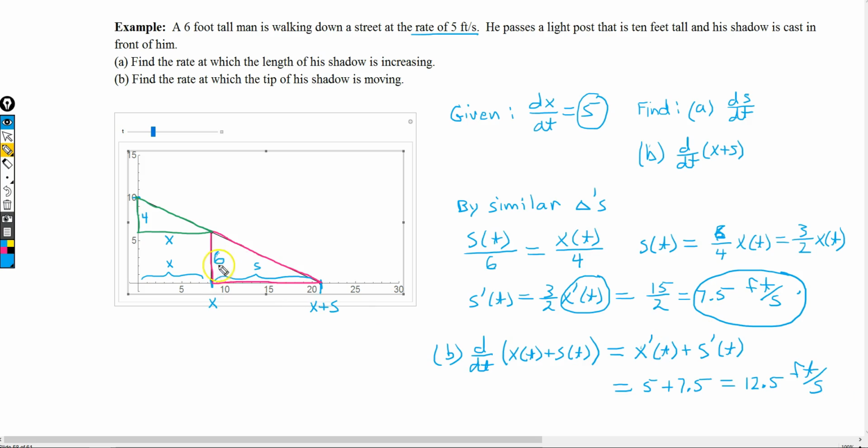Okay, so the length of the shadow is increasing at the rate of 7.5 feet per second, and the tip of the shadow is moving down, or moving in the positive x direction, at the rate of 12.5 feet per second. All right, and that's how you do this problem. So we just had to identify these similar triangles in this picture. Now let's let you try one.